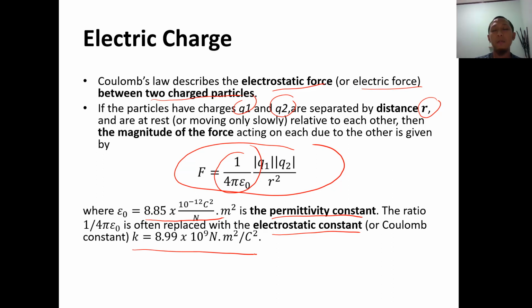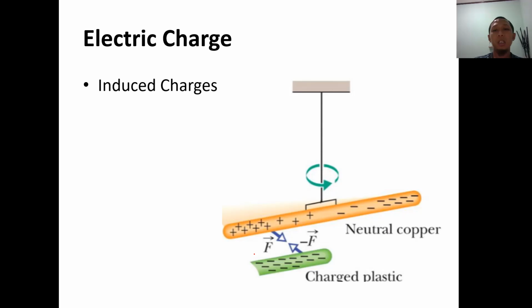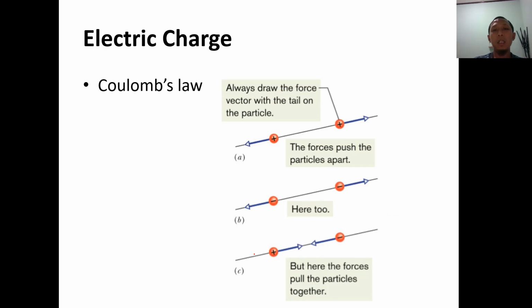We know that material 1 has some charge, material 2 has some charge, and the distance between the materials is something. So we can define the force.